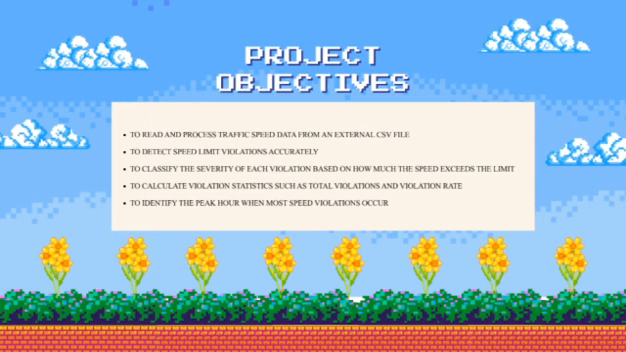Next, I will explain the objective of the project. The first objective is to read and process traffic speed data from an extended CSV file. This allows the program to handle real-world traffic datasets. The second objective is to detect speed limit violations accurately by comparing vehicle speed with the speed limit. The third objective is to classify the severity of each violation based on how much the vehicle speed exceeds the limit. The fourth objective is to calculate violation statistics such as the total number of violations and the overall violation rate. Finally, the last objective is to identify the peak hour when most speed violations occur, which helps in identifying high-risk time periods.